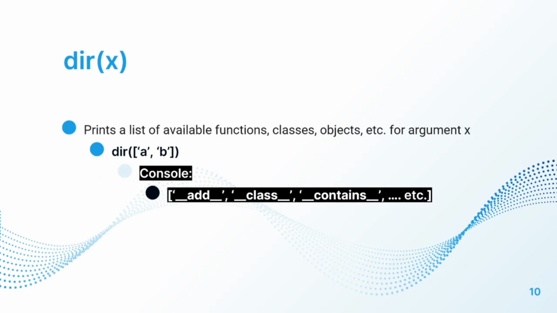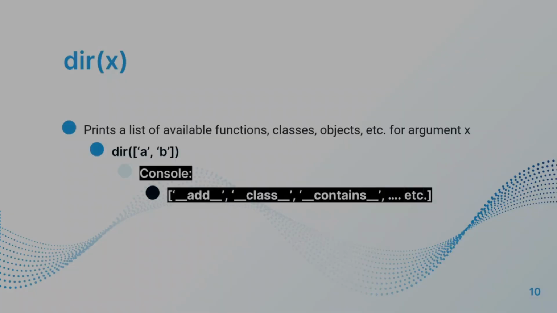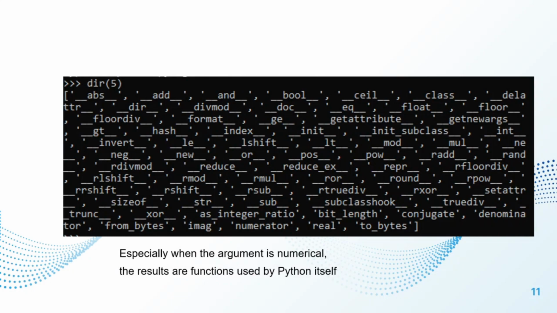The dir function prints a list of functions, classes, and objects for argument x. Suppose you pass a list of strings a and b. This will lead Python to return a list of functions that you can use for the list argument, such as __add__, __class__, or __contains__. This function is not frequently used because you can always refer to the Python documentation on Google, which provides more detailed information with a better interface. Plus, especially when the argument is numerical, the return values are functions used by Python to process information, not designed for us to use in our codes.